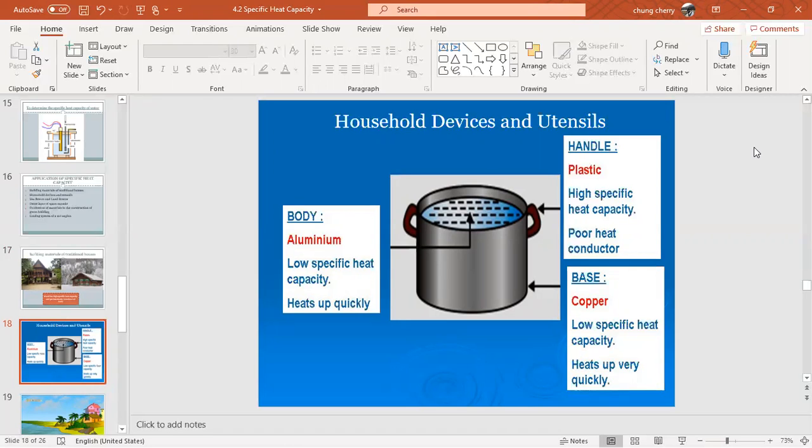But for the handle, you want to grab it while you are heating it, or to move it from one place to another. If it had a low specific heat capacity, it would absorb heat faster and heat up faster, so it would burn your hand. That's why we need a material with a high specific heat capacity, for example plastic, which is a poor heat conductor, so it won't absorb heat quickly and you won't feel hot.